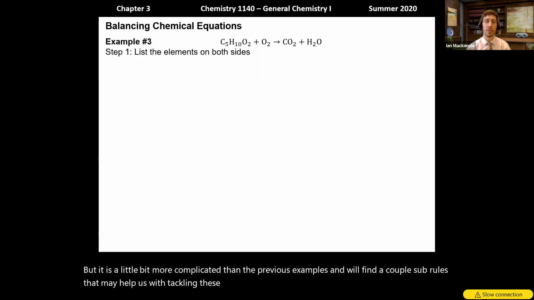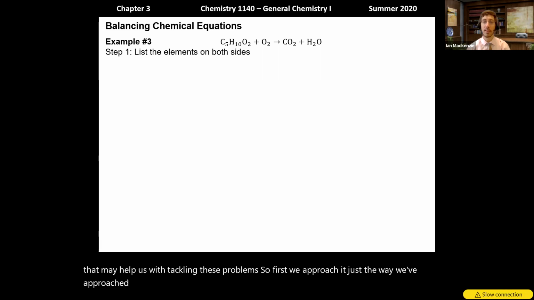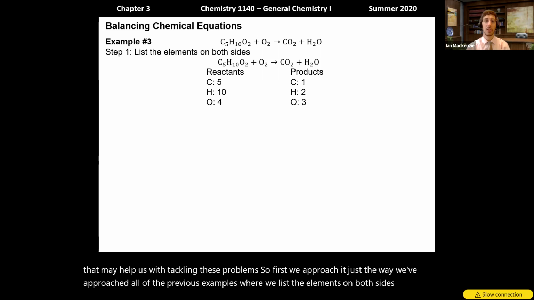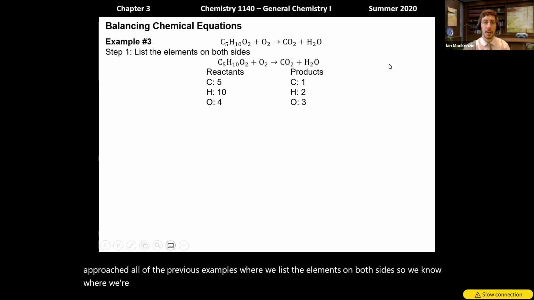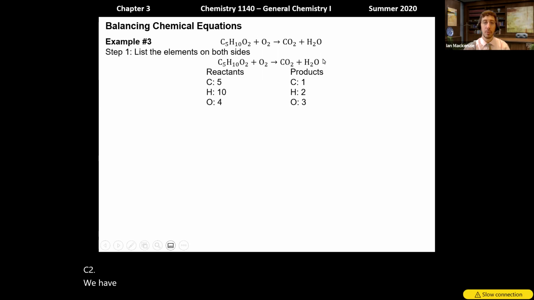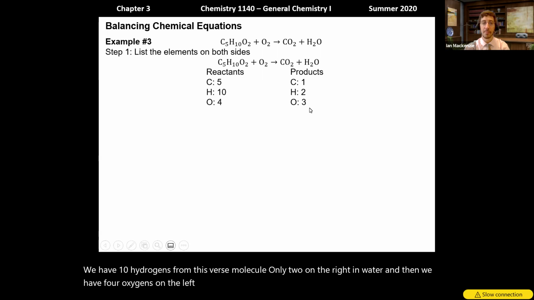So first, we approach it just the way we've approached all of the previous examples, where we list the elements on both sides so we know where we're starting. So here we've got 5 carbons on the left, only 1 carbon on the right in CO2. We have 10 hydrogens from this first molecule, only 2 on the right in water, and then we have 4 oxygens on the left and 3 oxygens on the right.